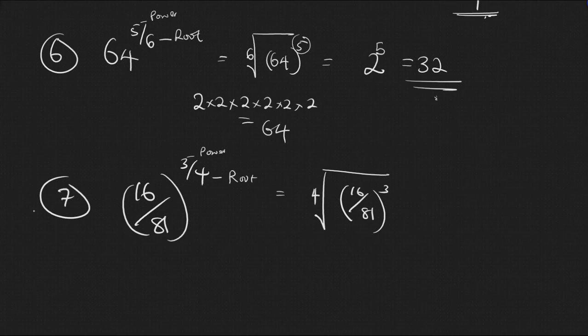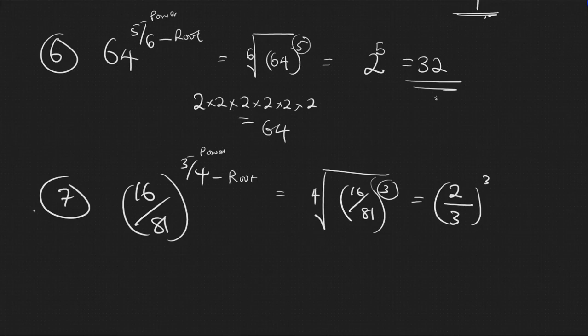So remember that this is a fraction. So we're going to have, what is the fourth root of 16? What are we going to multiply 4 times to give us 16? It is 2, over. What are we going to multiply 4 times to give us 81? That's 3. So 3. Remember, we still have our power here. So the power of 3.